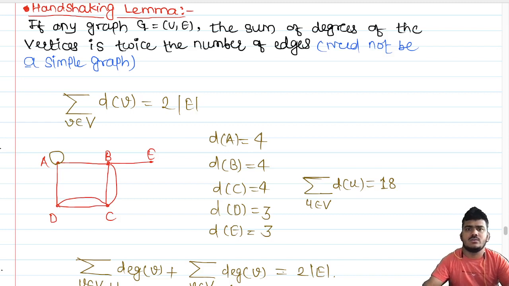So the handshaking lemma says that if any graph G is given which contains vertices and edges, any graph means either it is simple or not simple, containing loops and parallel edges, that is also allowed. For that graph also this theorem is true. If any graph G contains vertices comma edges, then the sum of degrees of the vertices is twice the number of edges.